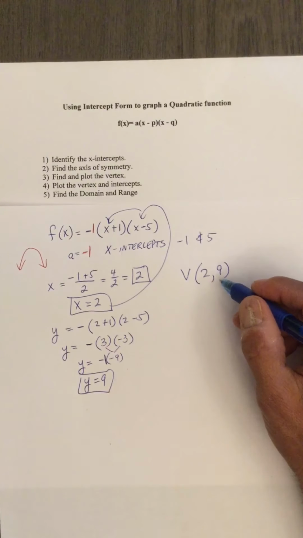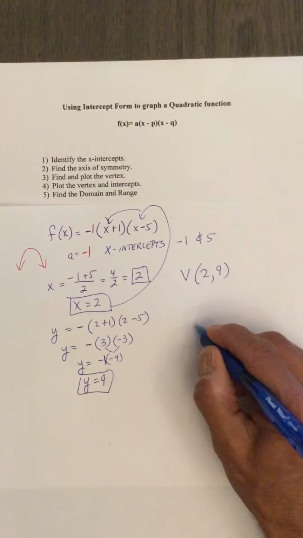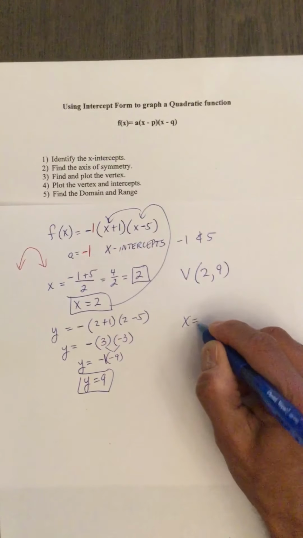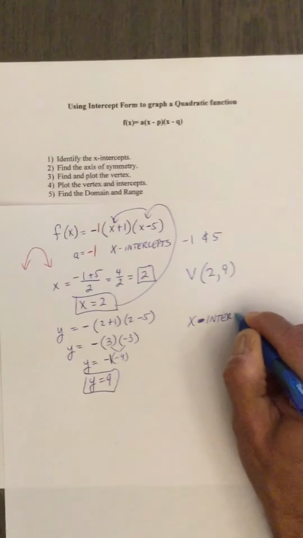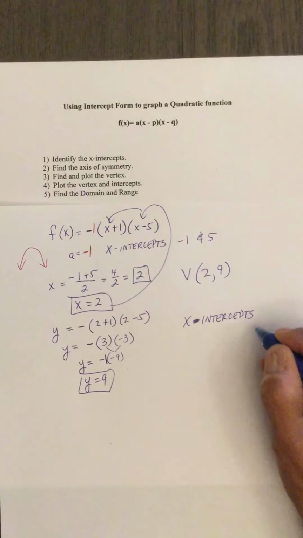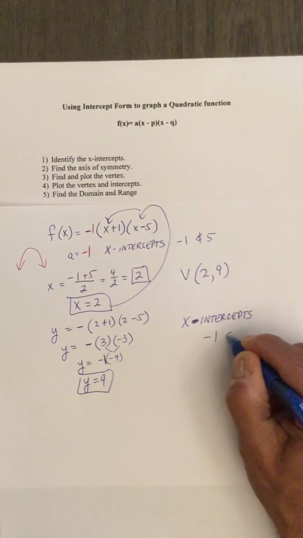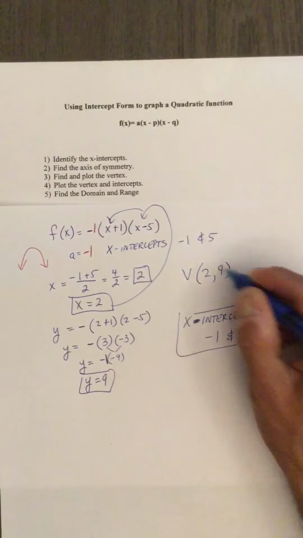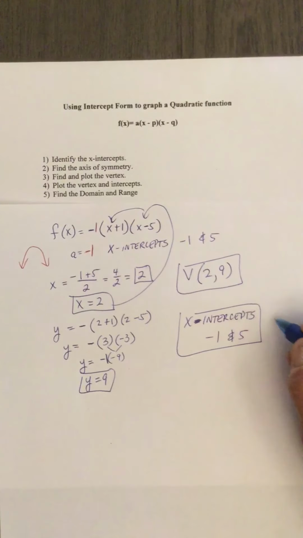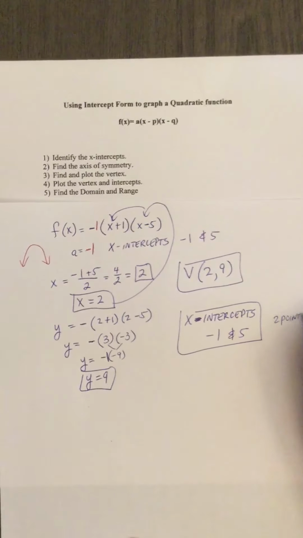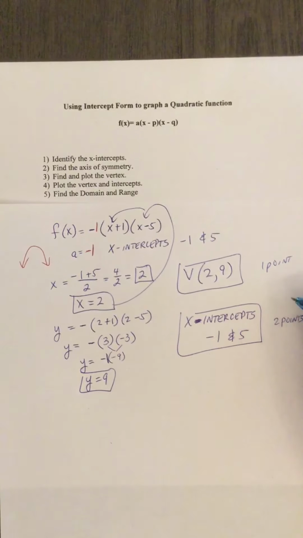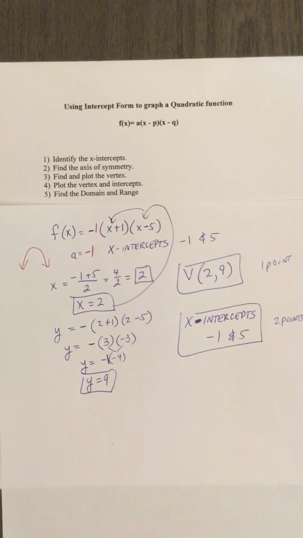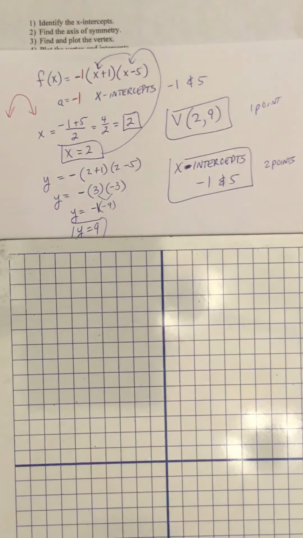So I have 3 points. I have my x-intercepts, right here. Negative 1 and 5. And then I have my vertex. So basically this is 2 points, and this is 1 point. So I have 3 points here. If I've got 3 points, I can graph this pretty easily. All right? Let's see how we graph this.